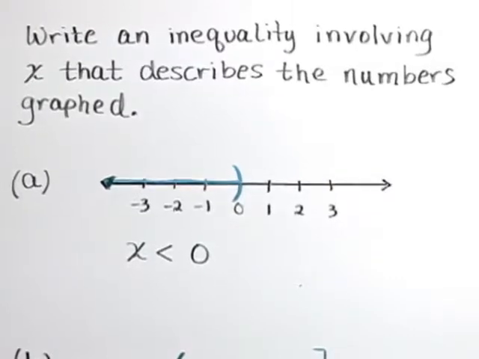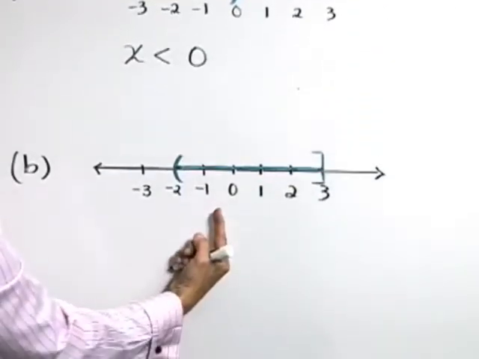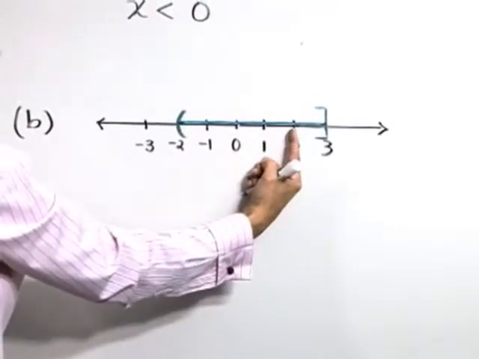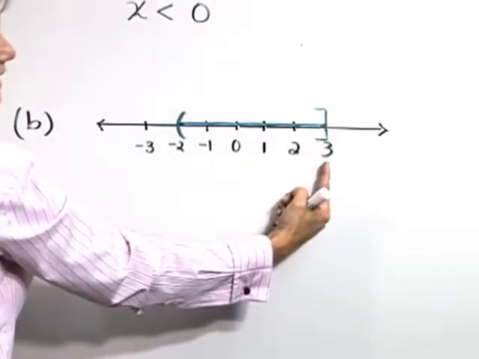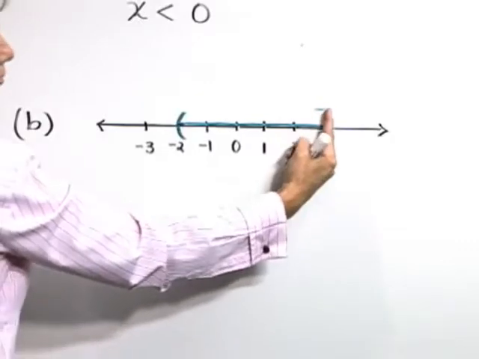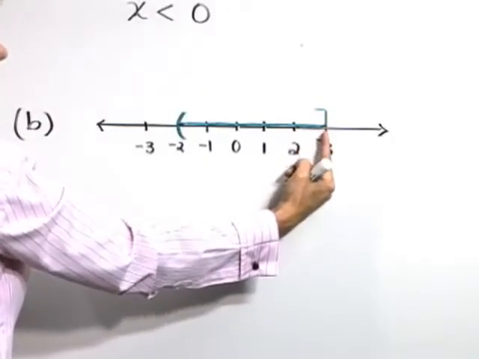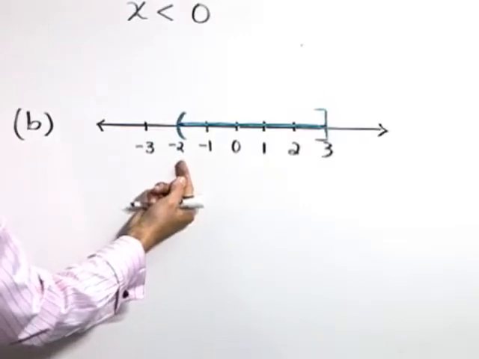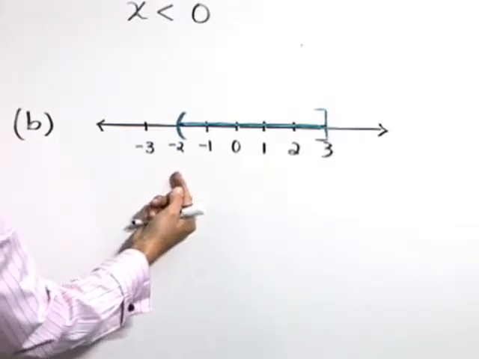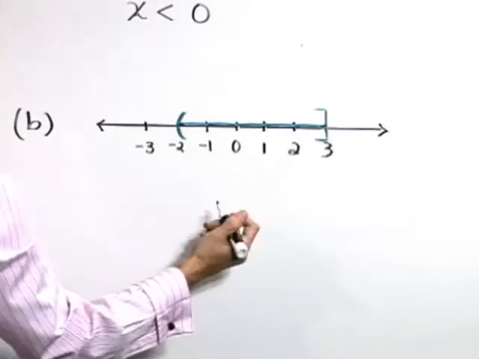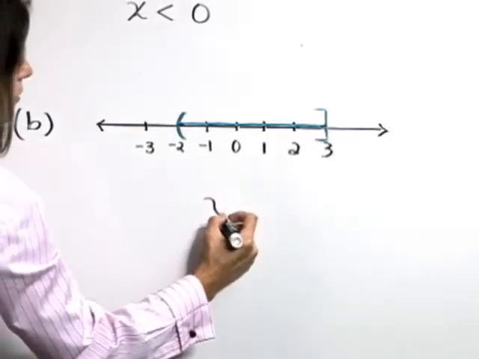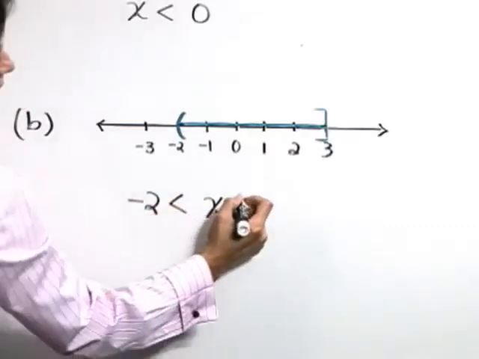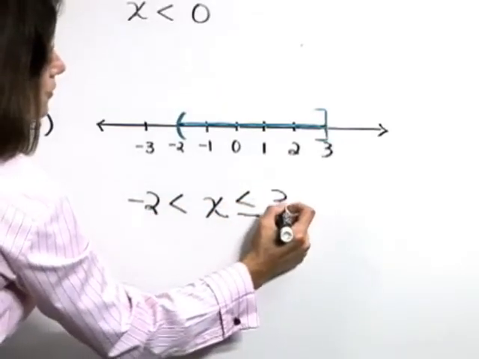For part B, here we see identified numbers that are greater than -2, but less than or equal to 3. The bracket indicates that 3 is included. The parenthesis here indicates that -2 is not included. So our inequality statement will look like this. We'll include all values x that are greater than -2 and less than or equal to 3.